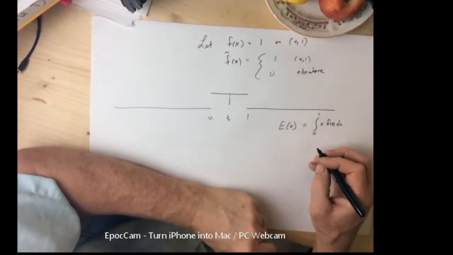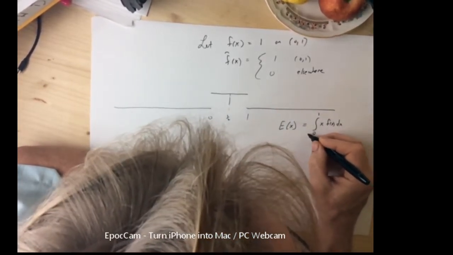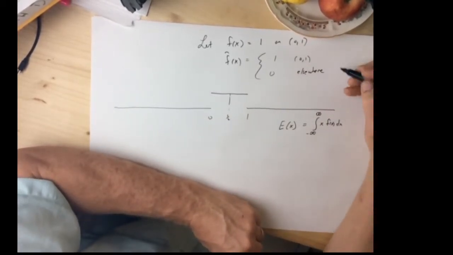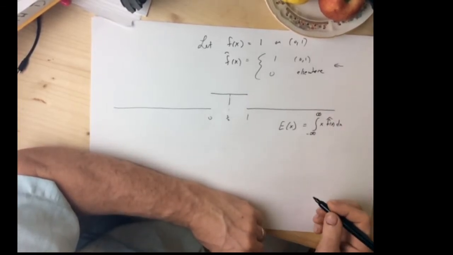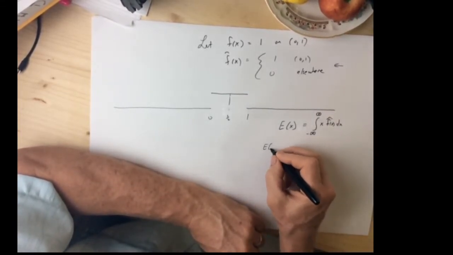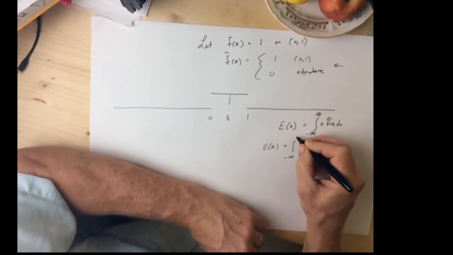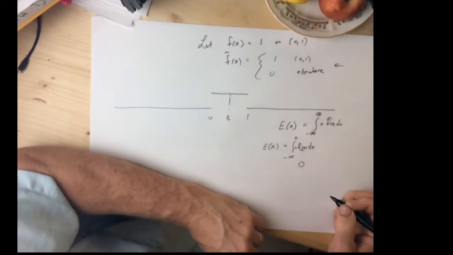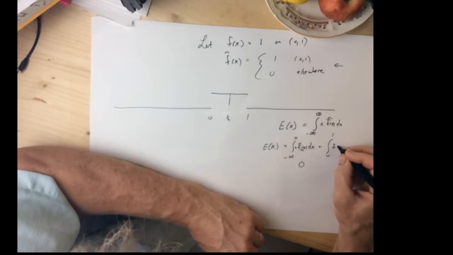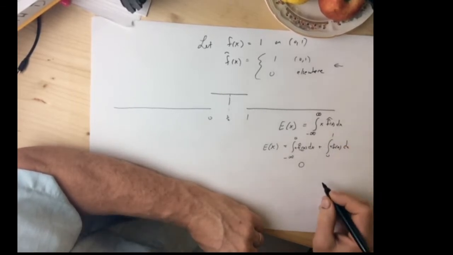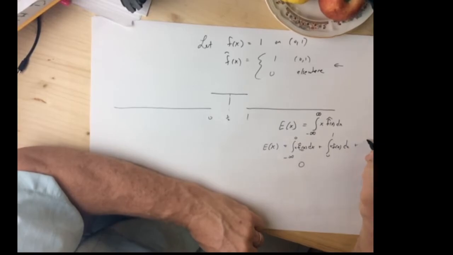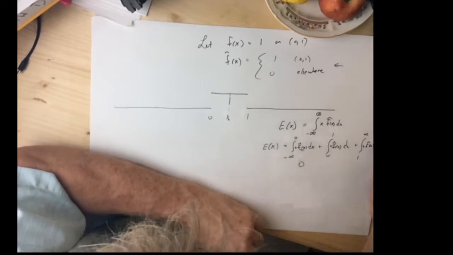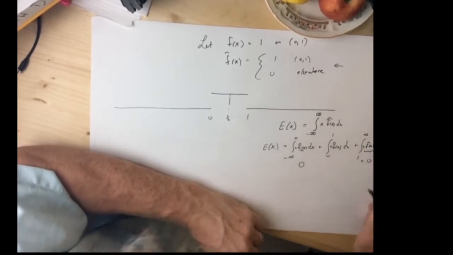Well, this should be on the entire real line. Sorry, minus infinity to infinity of x f of x. But since this function is 0 off of [0, 1], this part of the integral is 0 because this is 0. This part of the integral is doable because f of x is 1. And this part of the integral is 0 because this is 0.